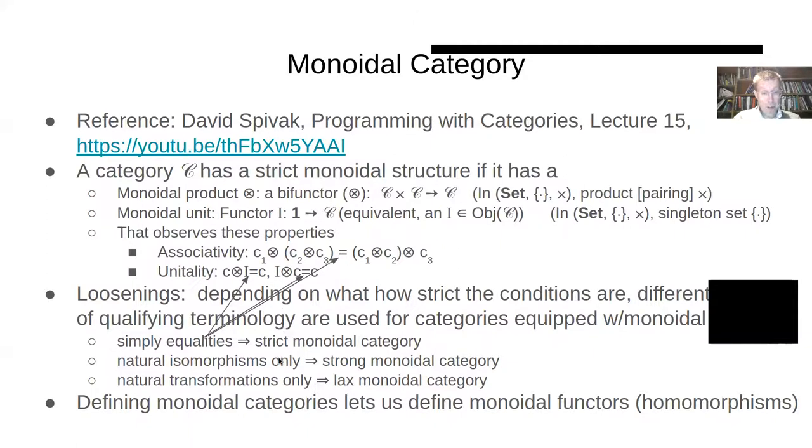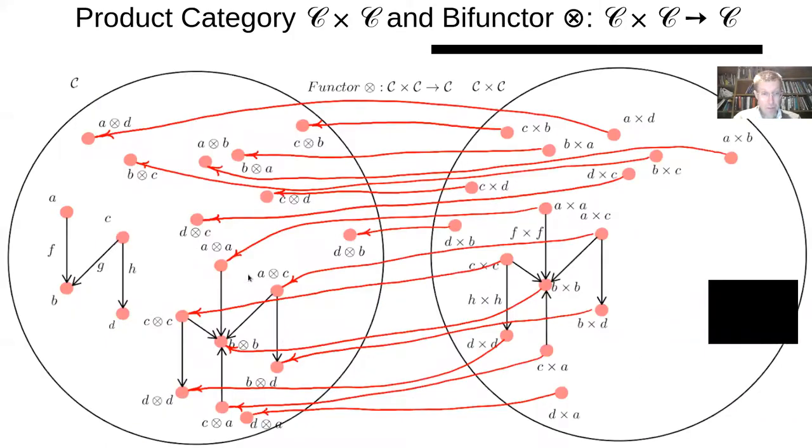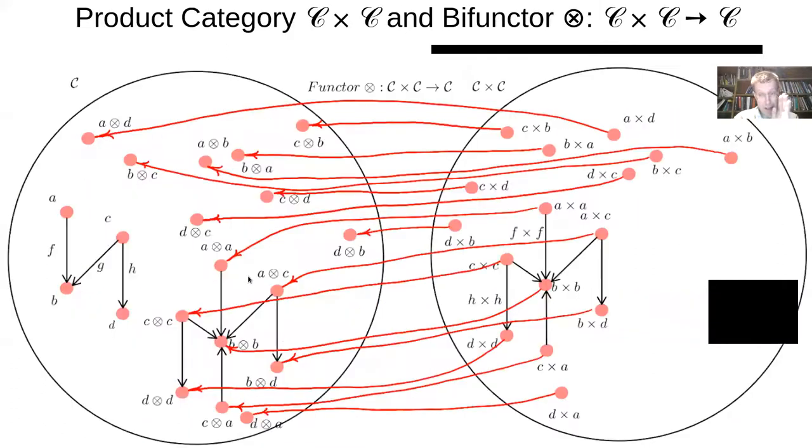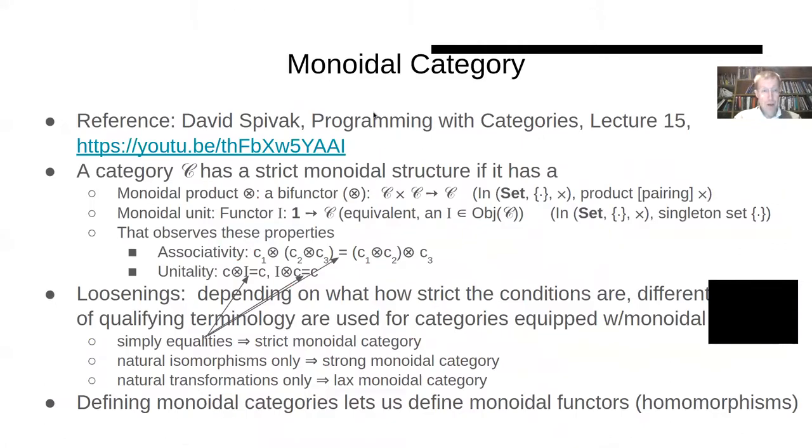But then there's weakenings of that, which just say that they're isomorphic, naturally isomorphic, or there's a natural transformation between them. So to make this a little bit clear for those who haven't reviewed the previous lecture, which included this, if we have C is a monoidal category, it comes equipped with, it's associated with a bifunctor which observes these properties, right?